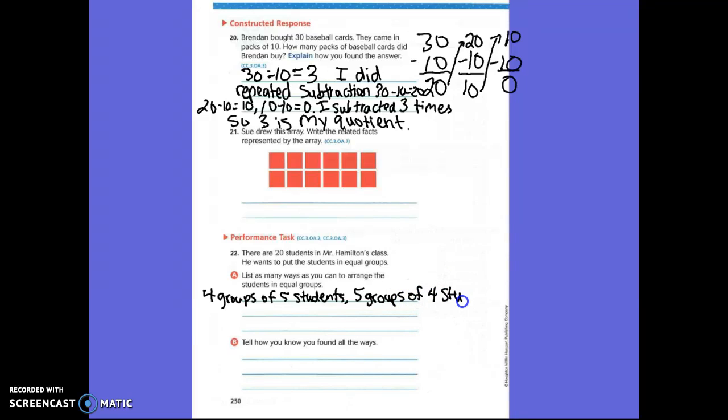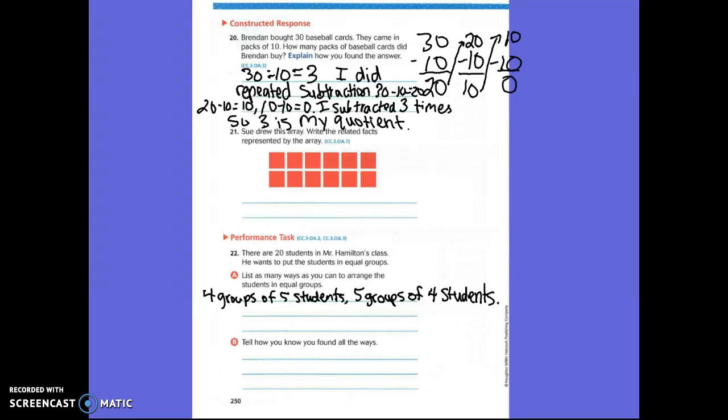This is kind of like what you did on your last test, finding ways to make a number. Last time you were trying to find ways to make 250 or 240. This time you're just making 20. Okay, I need another way to make 20.